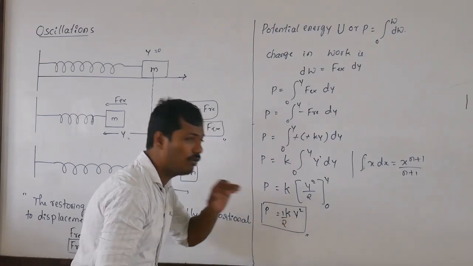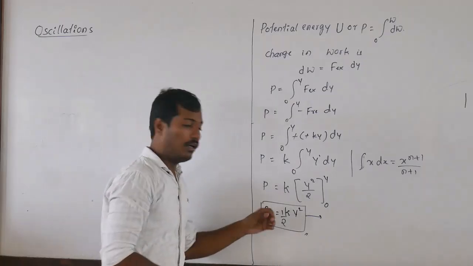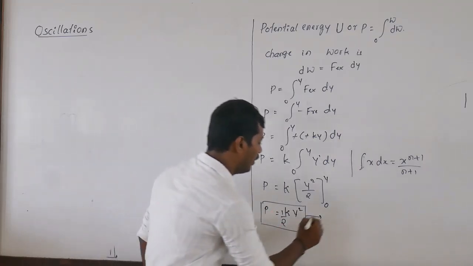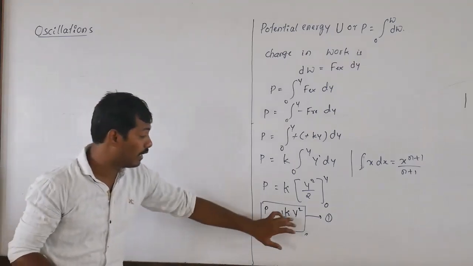Now, what is the value of K? We have to take the value of K. Now, call this equation number 1. We take equation number 1. But we have to find the value of K.